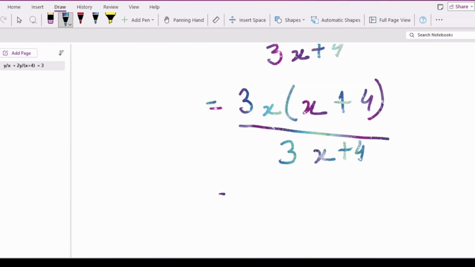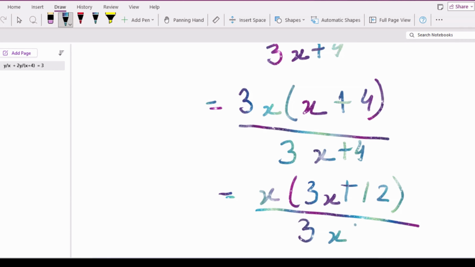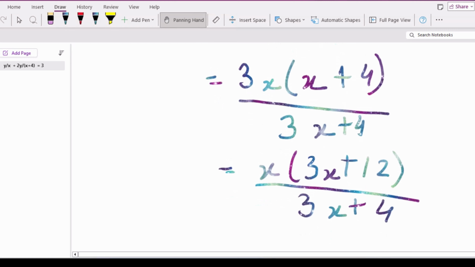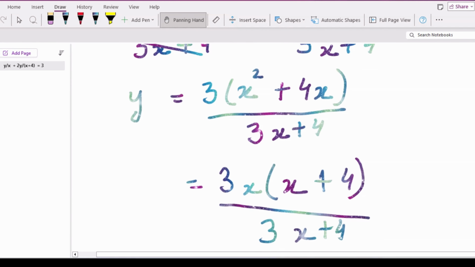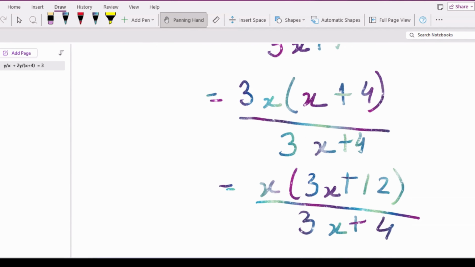Let's erase this. So it can also be written as x into 3x plus 12, and in the bottom, it's 3x plus 4. And that is the final answer. Any of these can be the final answer. The third one is just a different way of writing down the same thing. So maybe instead of writing it down in the quadratic form, like having a higher degree of x, it's better to have it in this way.